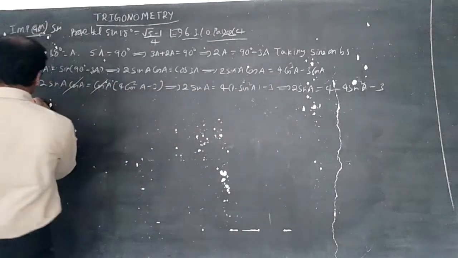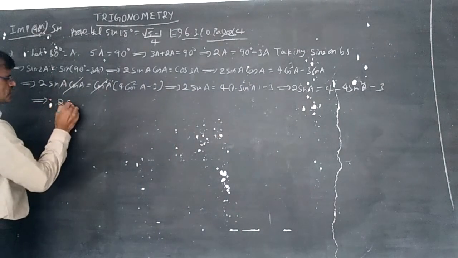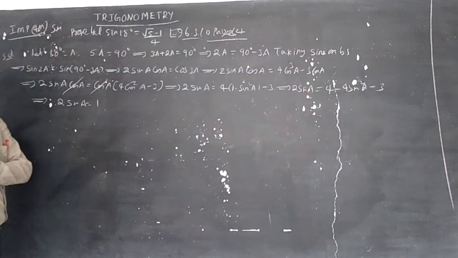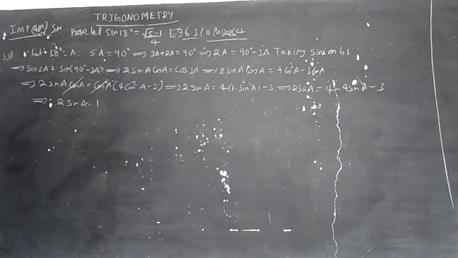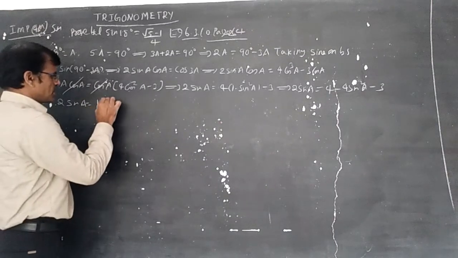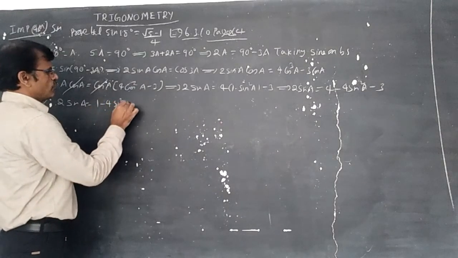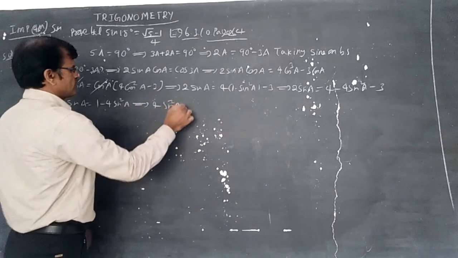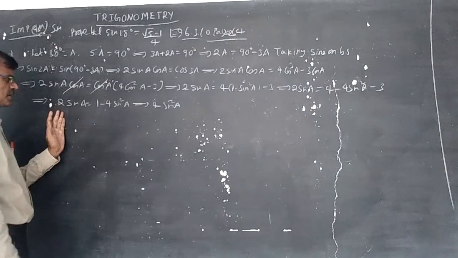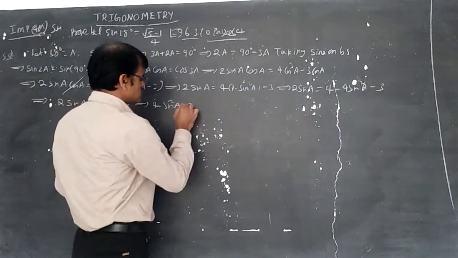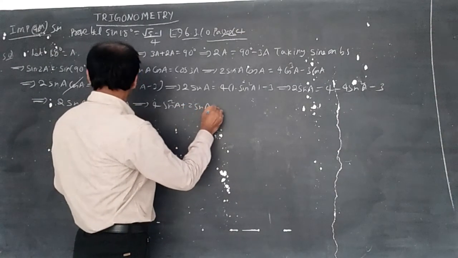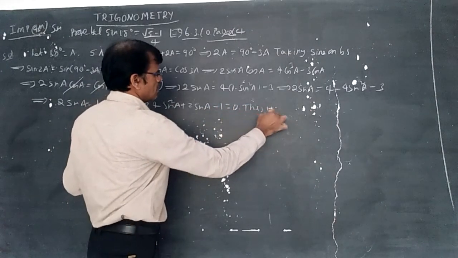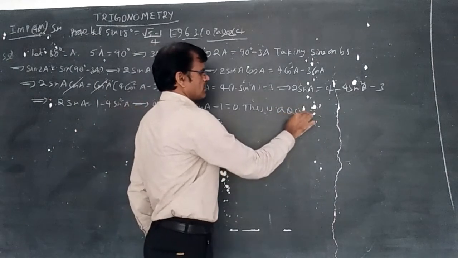That implies 2 sin A is equal to 4 minus 3, which becomes 1, so it becomes 1 minus 4 sin square A. That implies, first of all, you write it by taking this side, it becomes 4 sin square A plus 2 sin A minus 1 equal to 0. This is a quadratic equation.